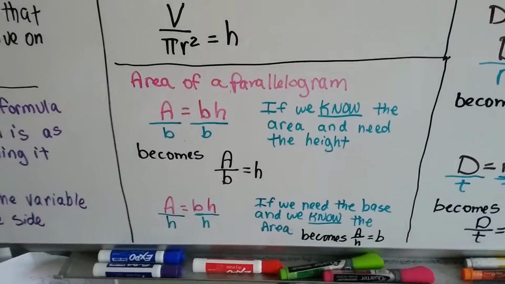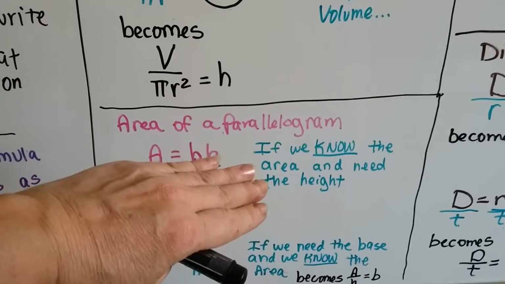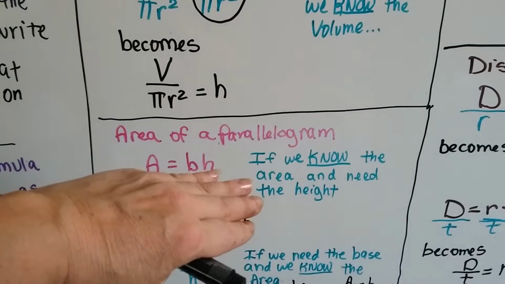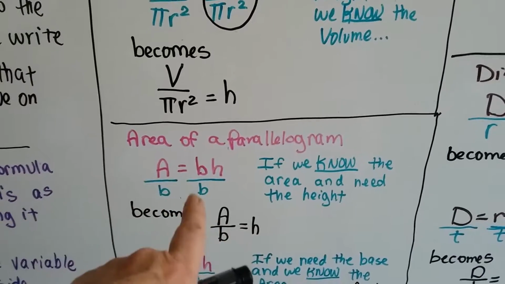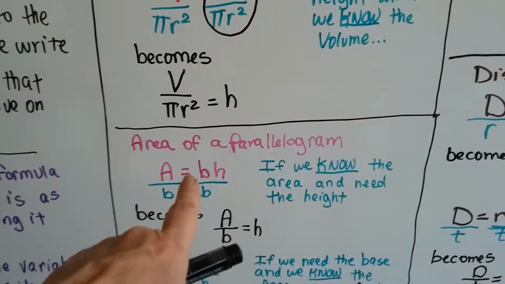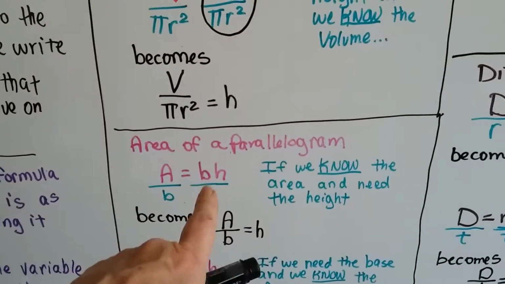What about the area of a parallelogram? Well, the formula for it is that the area is equal to the base times the height. But what if we know the area and we need the height? Again, who's in the way of letting this h be next to that equal sign? B. He's in the way. We need to get rid of him.